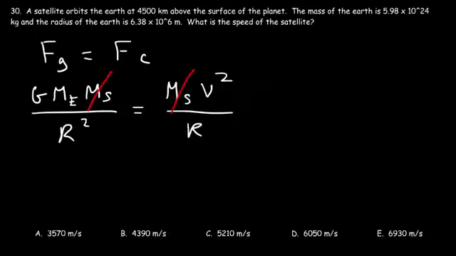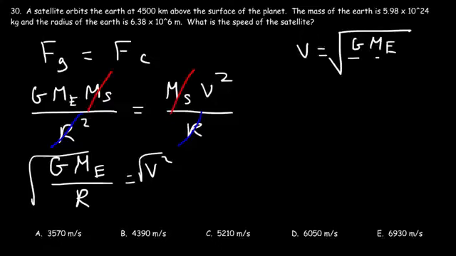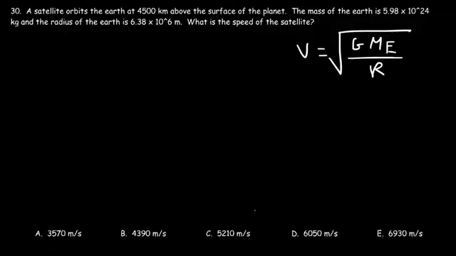So let's cancel the mass of the satellite, and we can cancel one r value on each side. So we're going to have this left over, G times the mass of the Earth divided by the radius of the circle, and that's equal to v squared. So now let's take the square root of both sides. So the speed of the satellite is the square root of G times the mass of the Earth divided by r. Now what is r in this problem? R is not the radius of the Earth. It is the radius of the satellite's orbit, with Earth being the center.